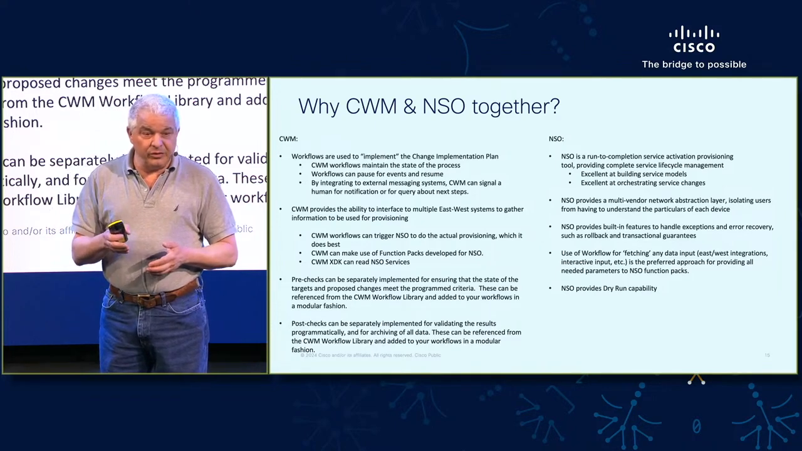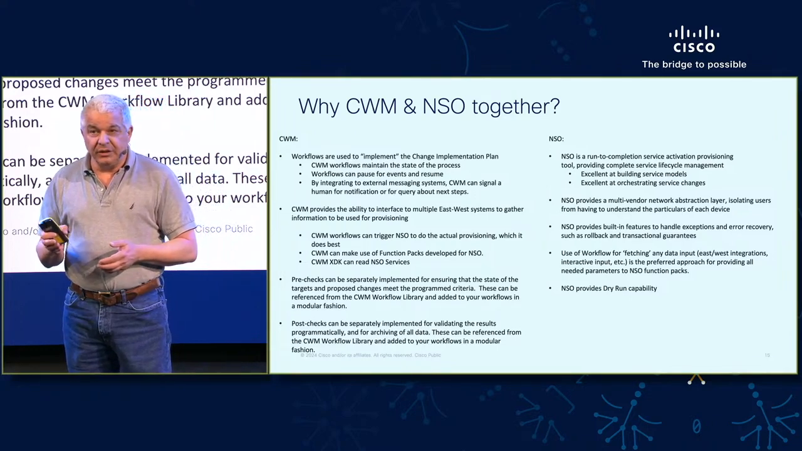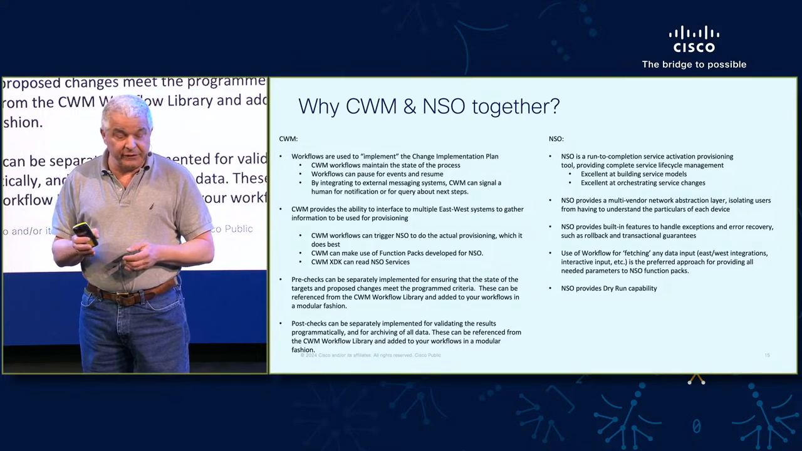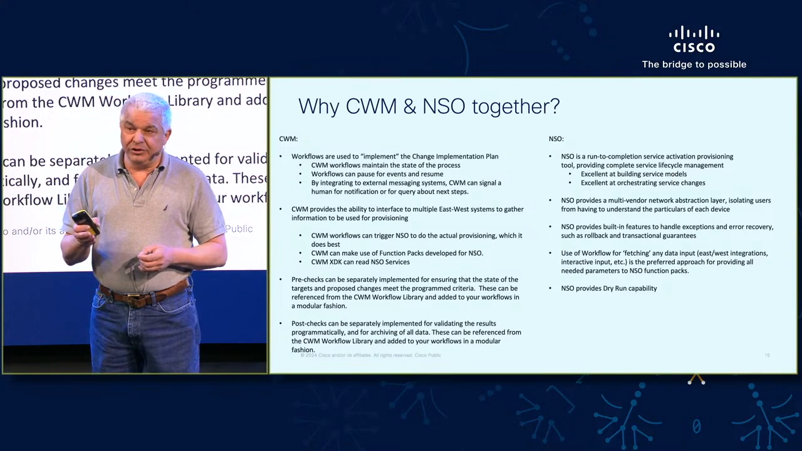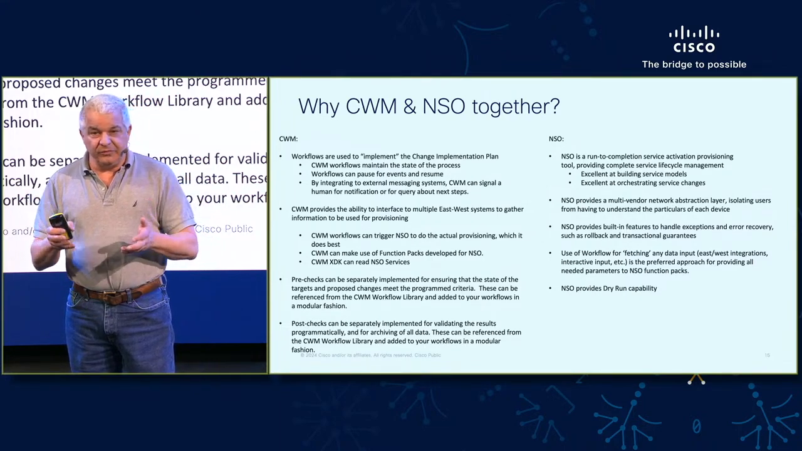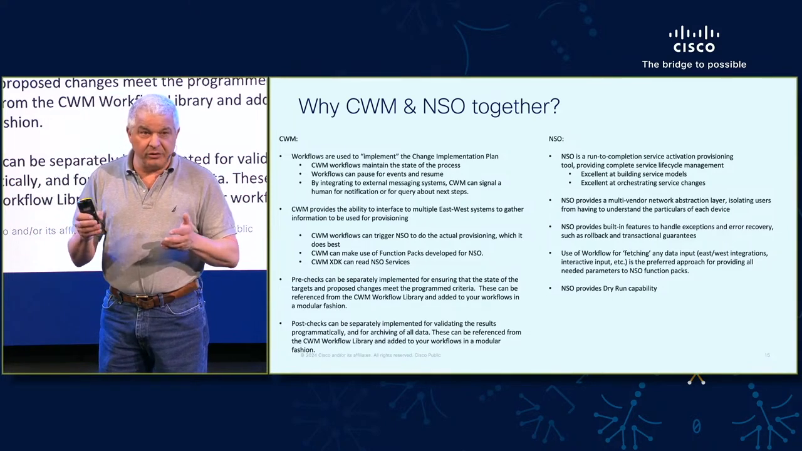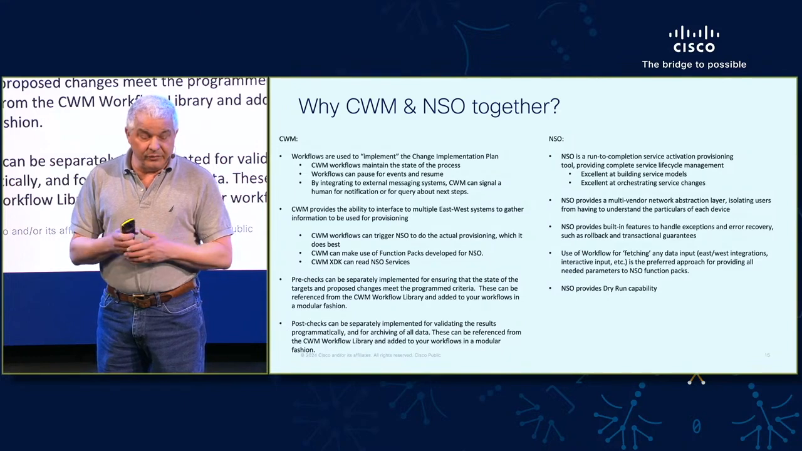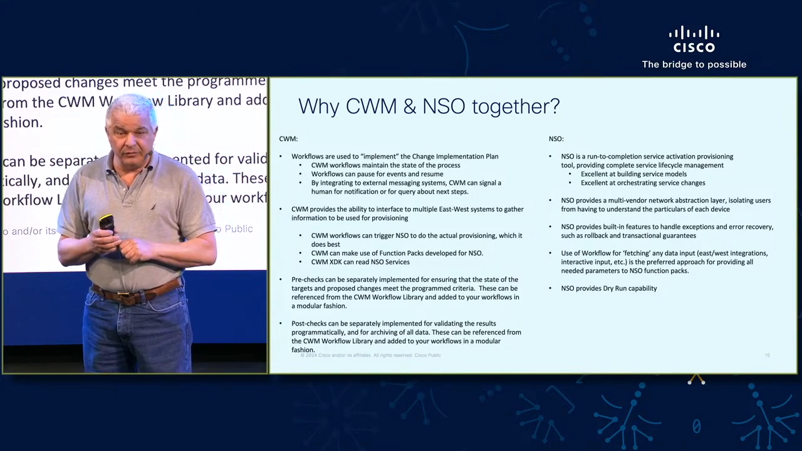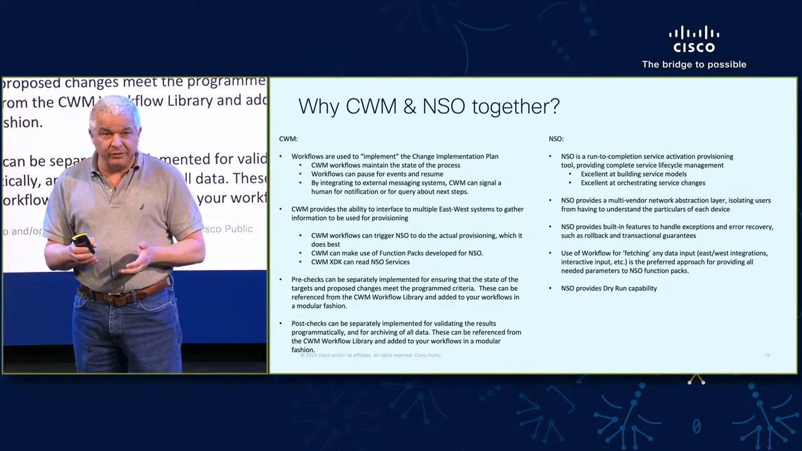Also, with CWM, the workflows can interface to multiple east-west applications, gather data, push data, whatever is needed. You can define your pre-checks, and your pre-checks can be modular components. Again, using the child workflow capability, you define your child workflows there and execute them within the larger parent workflow. It keeps that code modular. The post-checks are the same way. We refer to them as pre-checks and post-checks, but really within the workflow, they're just workflows.